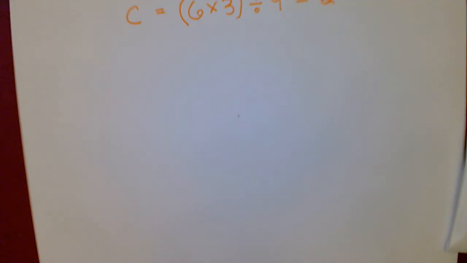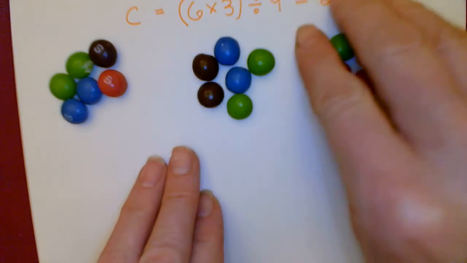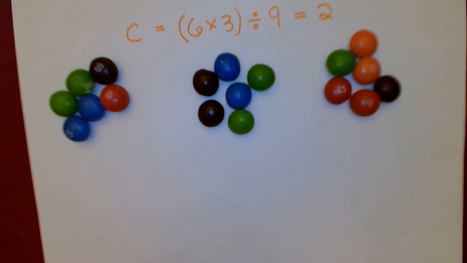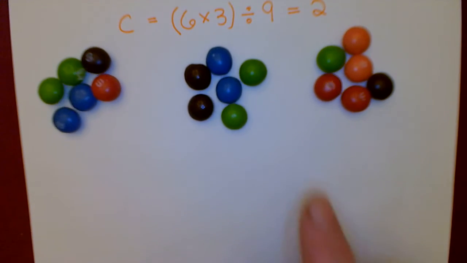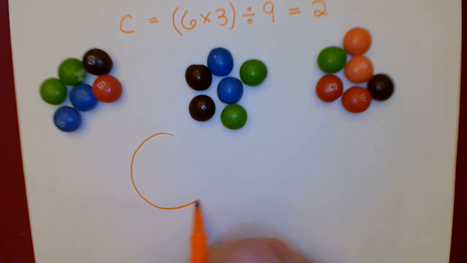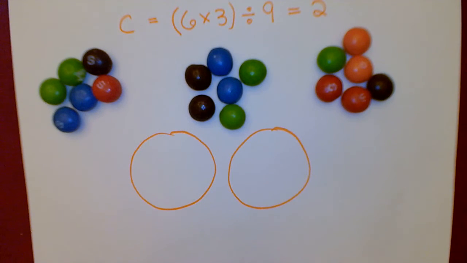But this time, I again am going to have my 3 groups of 6. I bought my 3 packs of candy, so I have my 3 packs of 6. I want to start with the same thing, but this time, instead of not knowing the number of cookies, I'm going to figure out how much candy I can put on each cookie. So let's say that now I know I'm making 2 cookies. So I'm going to draw 2 nice big cookies.